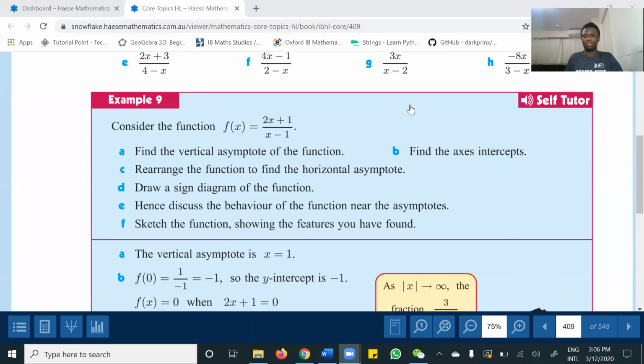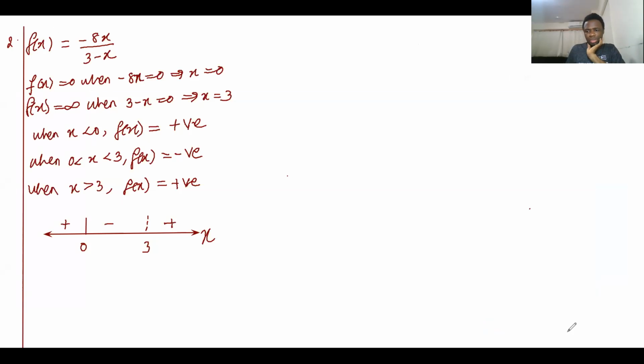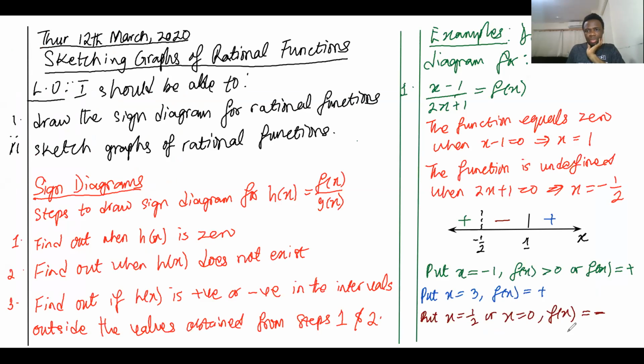What's going on? Where's my board? Okay, so let's see. Is it the same? 2x plus 1? No, it's the other way around. In the first example, we had, can you see the board? We had x minus 1 over 2x plus 1. The example that I want to treat is 2x plus 1 divided by x minus 1. We can try that, then we can also try this. And after that, we could do the practice. Okay, let's go.